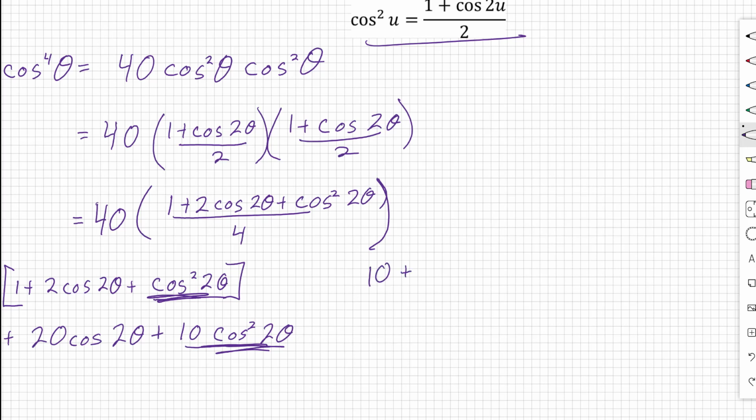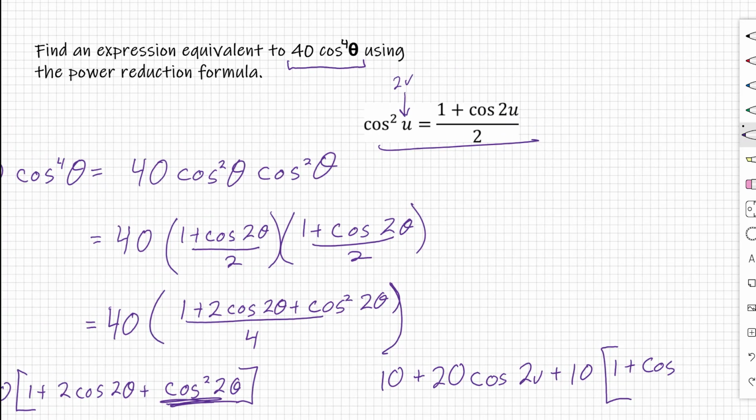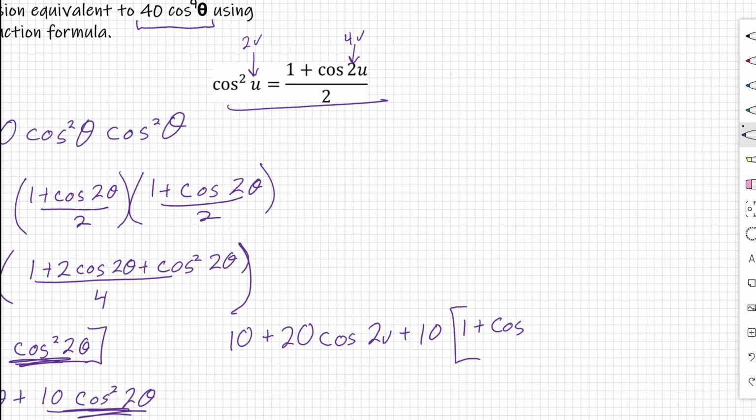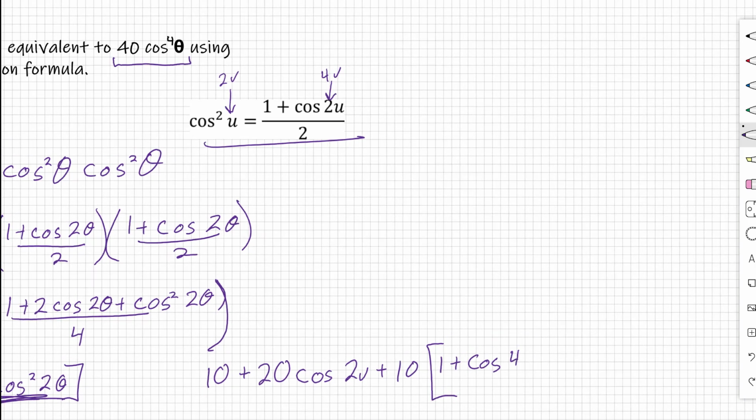So we get 10 plus 20 cosine 2u plus 10 times 1 plus cosine. If we've got a 2u here, then this is going to be a 4u, isn't it? So it's going to be 1 plus cosine of 4u all over 2.